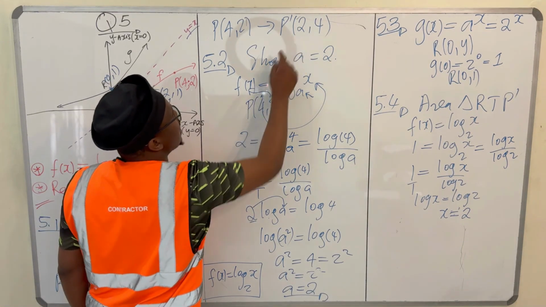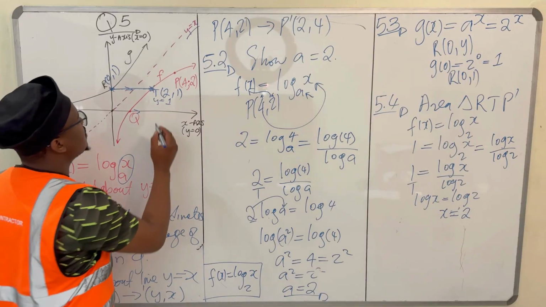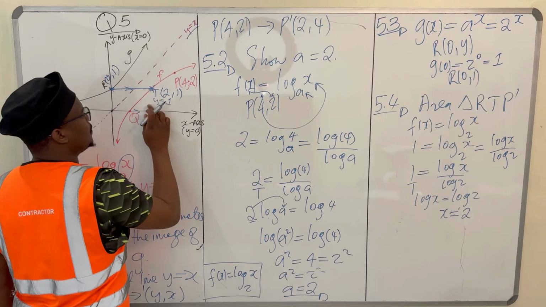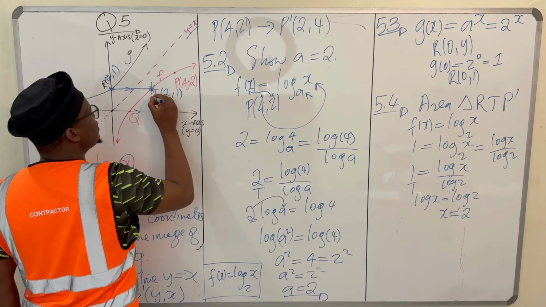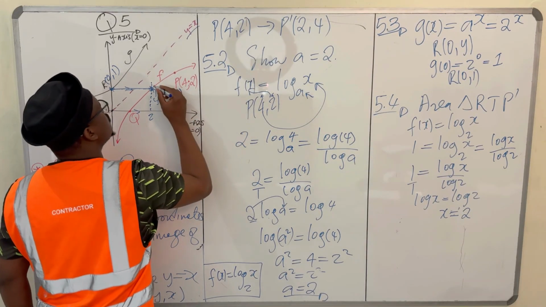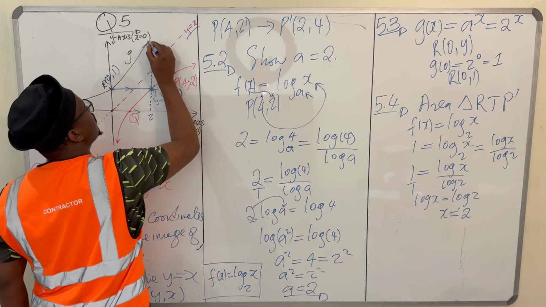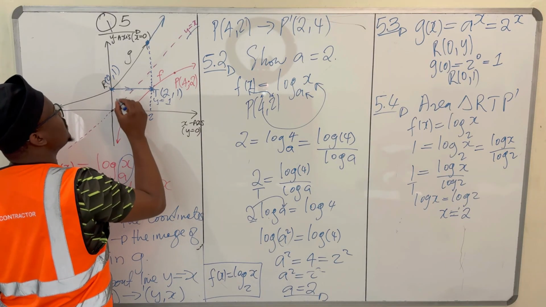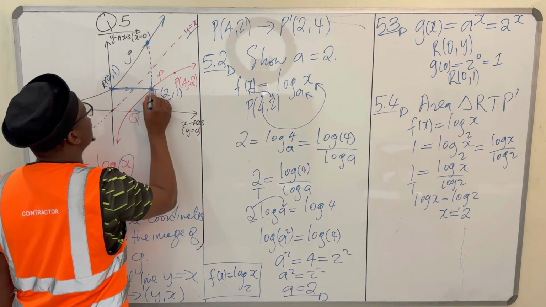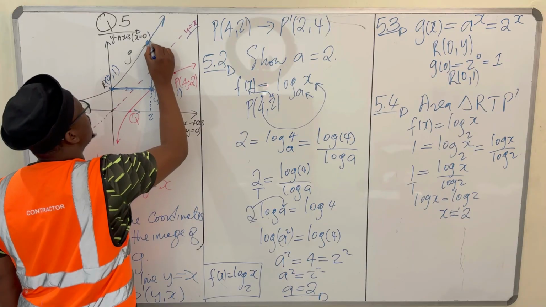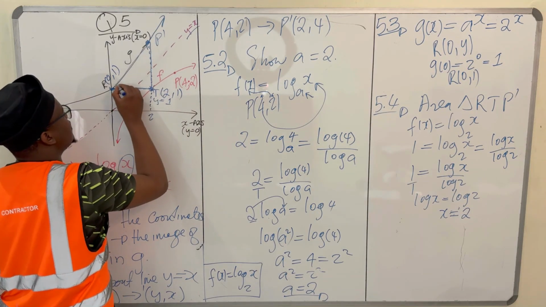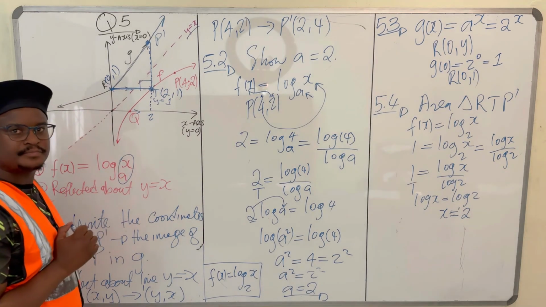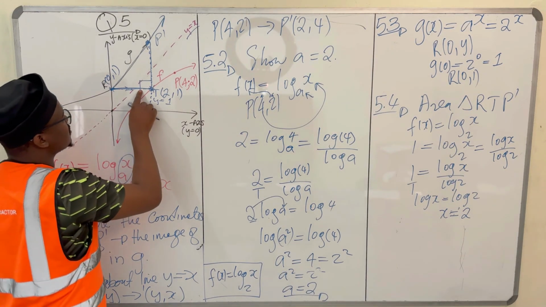Then P prime was 2 and 4, which means P prime is directly above this point here. If this is 2 here, then 2 and 4 should be a point somewhere on this line. So you want the area of triangle R, T, P prime. If you can see, this is a 90-degree angle.